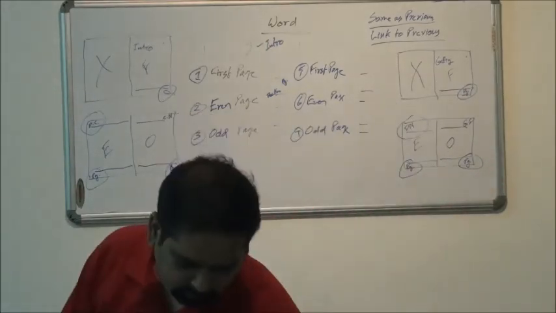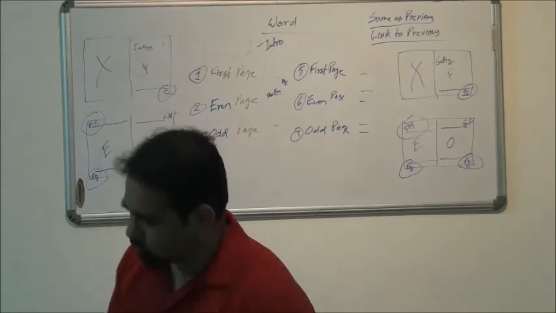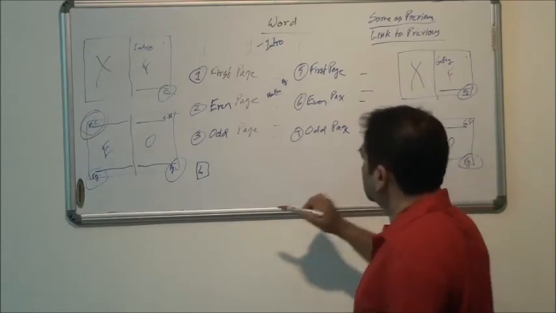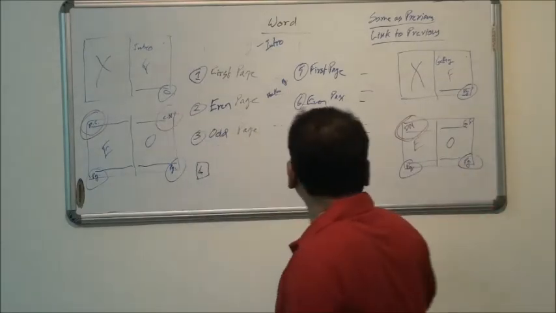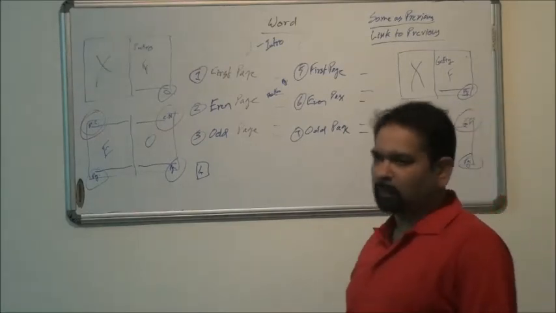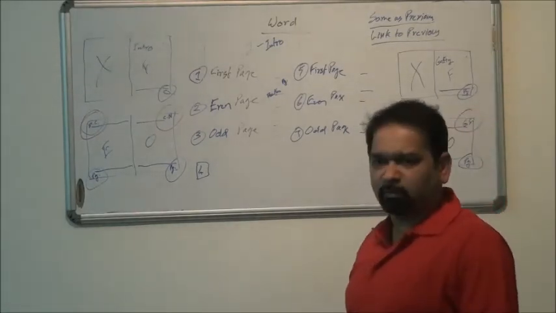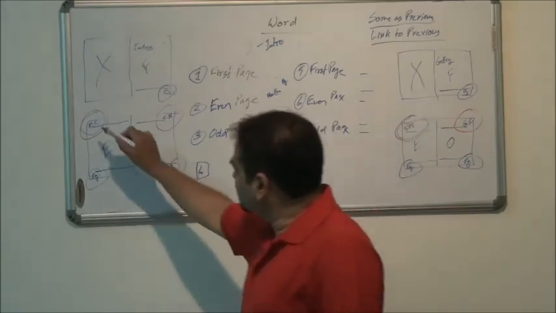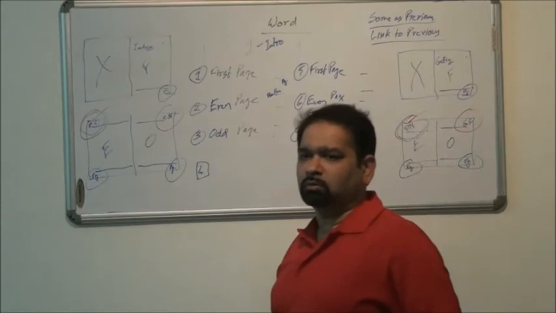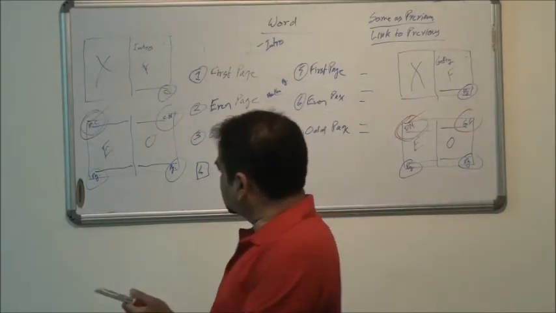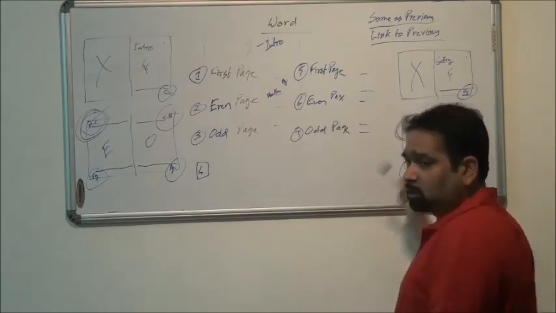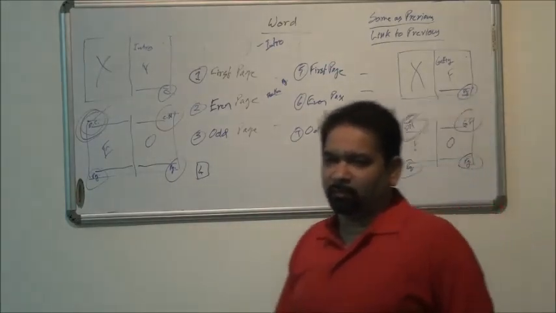Let me draw it with another color. So what is different? The even page header is different, and then the odd page header is different. The rest everything is same. In fact, the even page header will also be same. Correct? So this is again same. So this is not red. This should also be blue. Correct? So what is only changing here? Only the odd page header is changing. The rest everything is same.